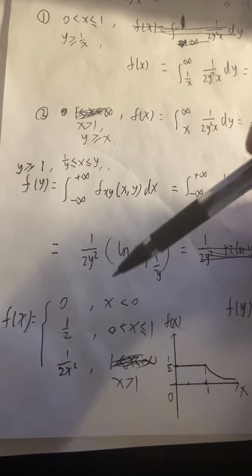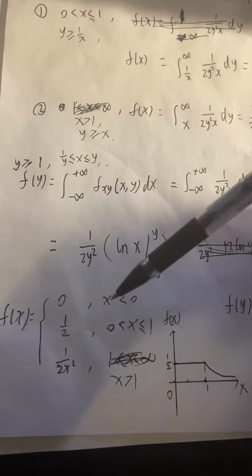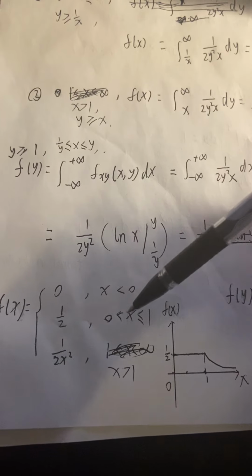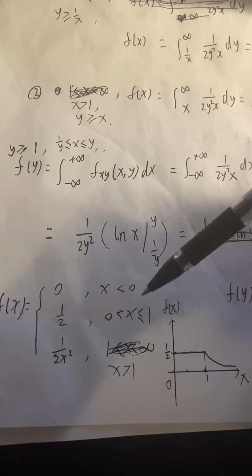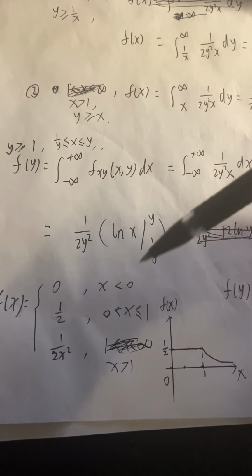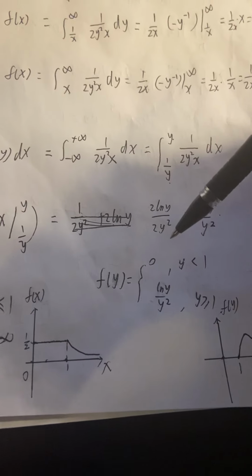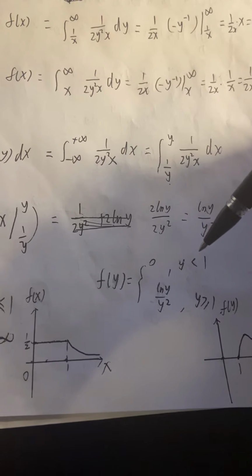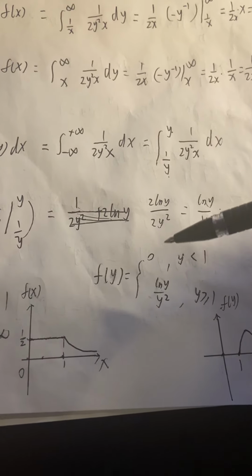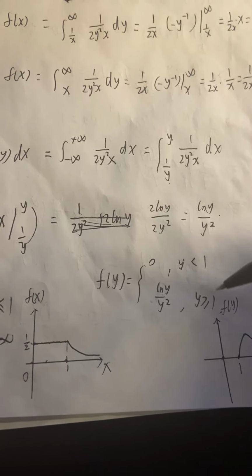F x is 0 when x is less than 0, and it is 1/2 when x is between 0 and 1, and it is 1 over 2 times x squared when x is larger than 1. F y will be 0 when y is less than 1, and it will be ln of y divided by y squared when y is larger than 1.